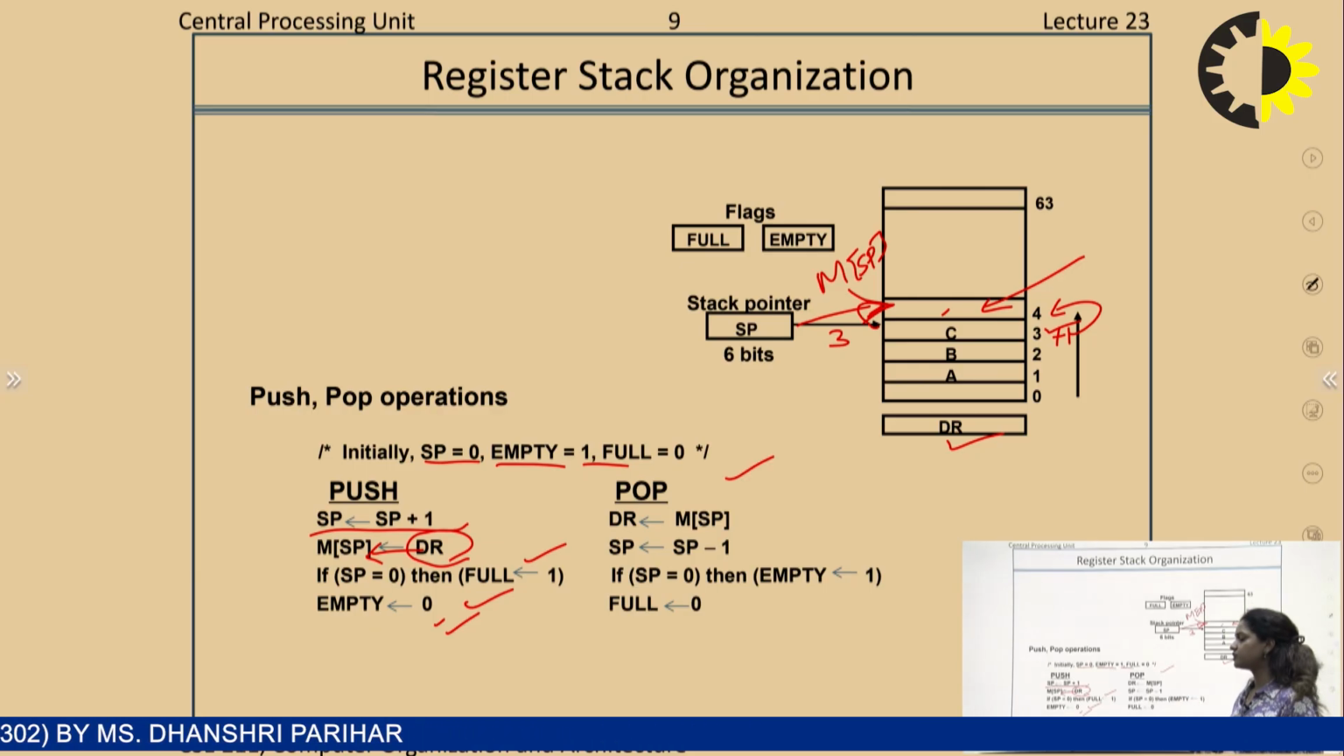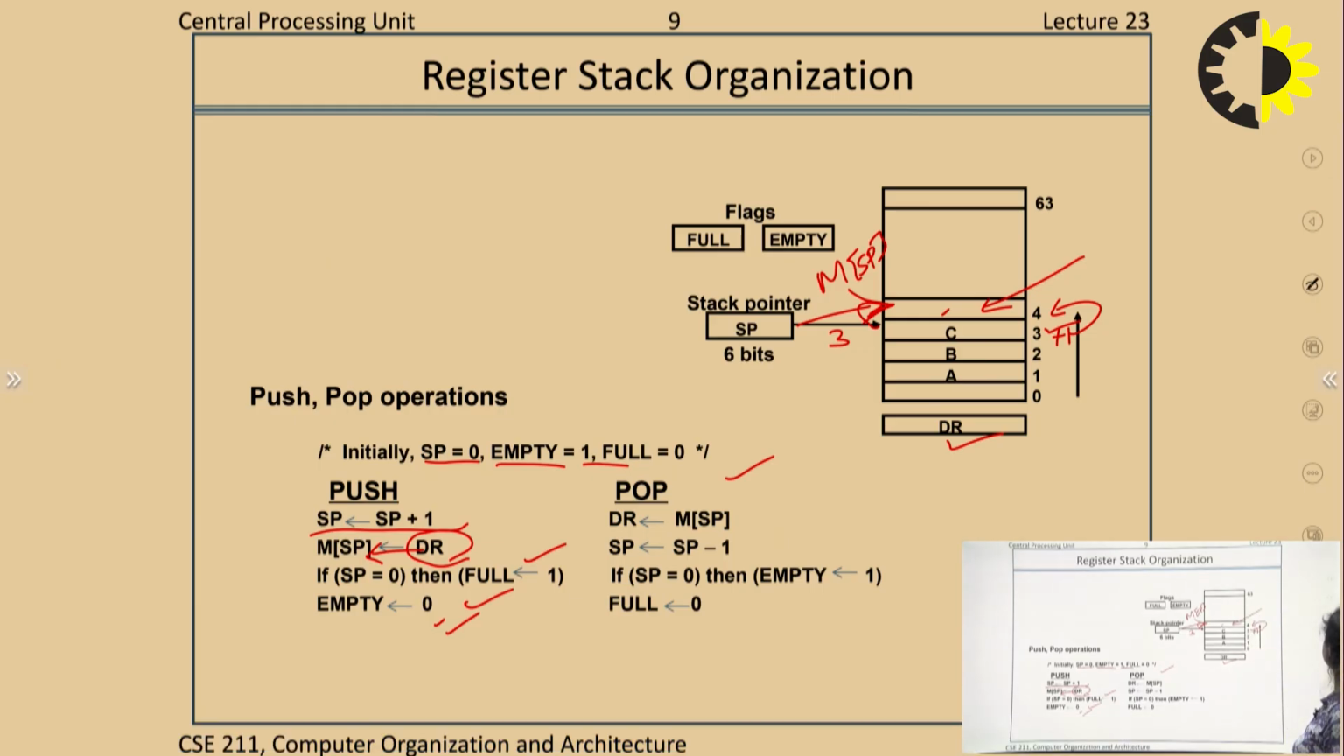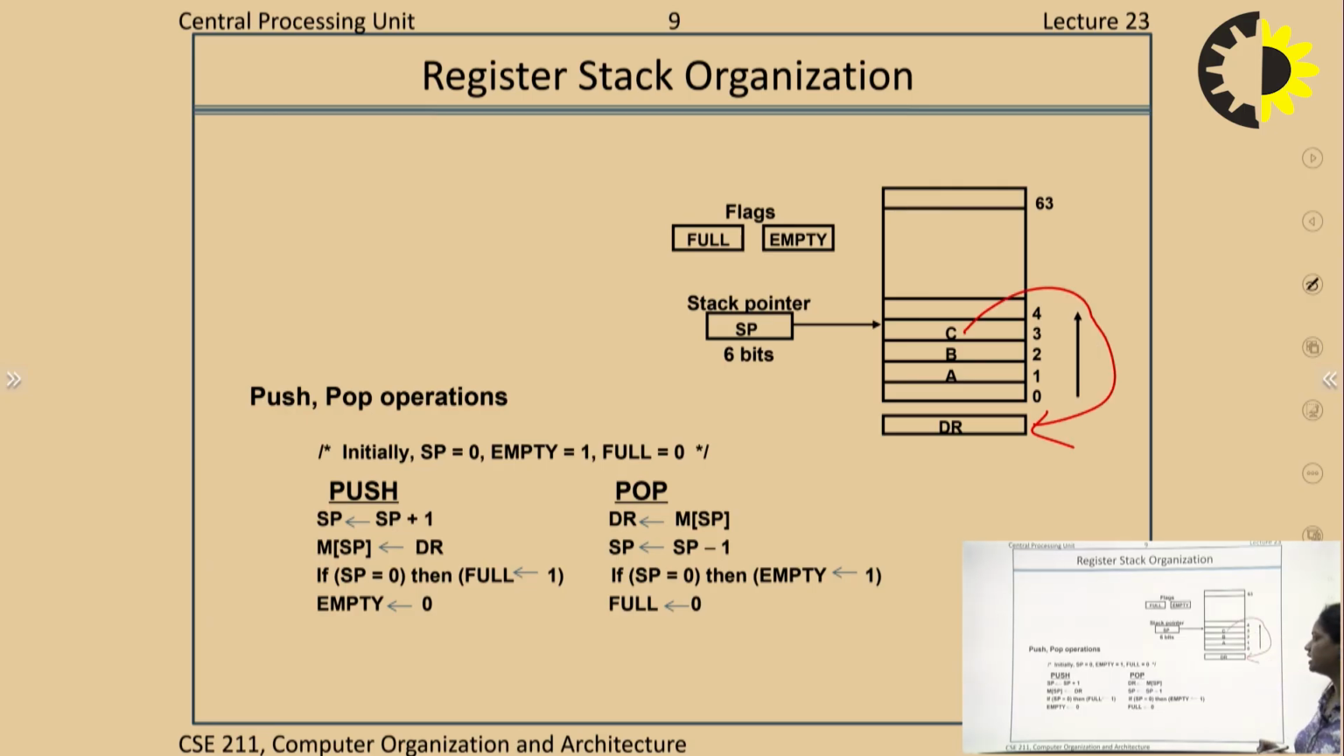In the popping operation, what are we doing? The opposite of this operation. What is the opposite of this operation? Now, we need to remove this C from here and copy it to the DR register. So what are we supposed to do? First of all, the stack pointer is pointing toward the C.